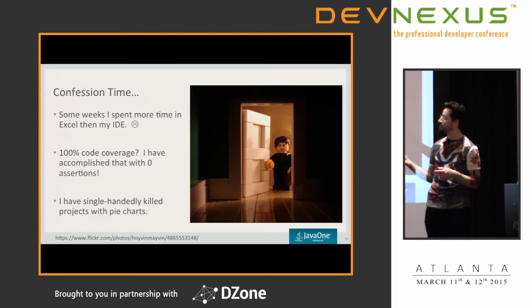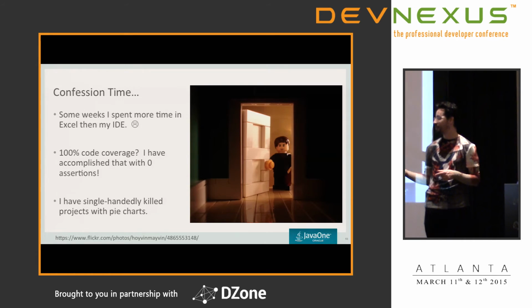Okay, and my confessions. Some weeks I used to spend more time in Excel than my IDE. This is an anti-pattern. But if you've ever been a Scrum Master, you probably know what I'm talking about. Before Agile tooling was real, you spent a lot of time doing stupid Excel burn down charts. Code coverage. I got that. Zero assertions. Call method, call method, call method.